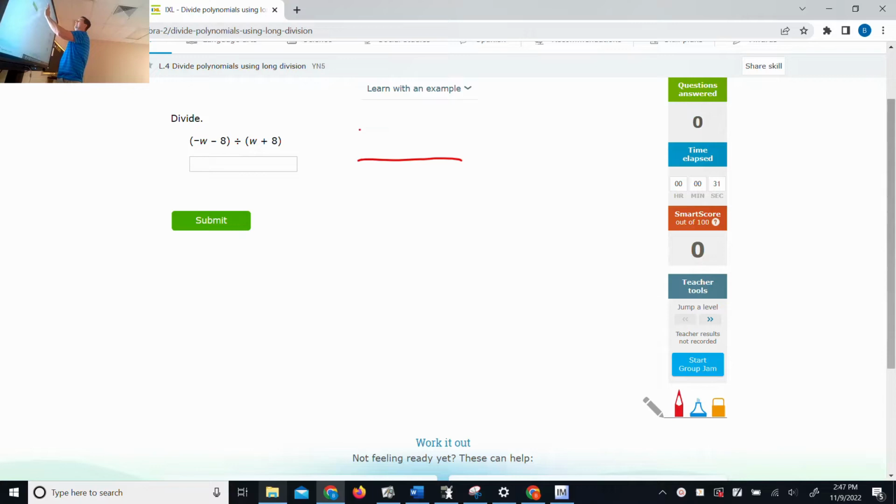We've got a negative w minus 8 divided by w plus 8. And that's how it appears vertically. This says do long division. Honestly, I wouldn't do this doing long division, but maybe they want you to so you understand what's going on. That's how you think about it vertically.